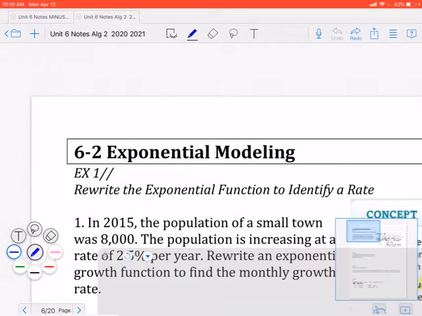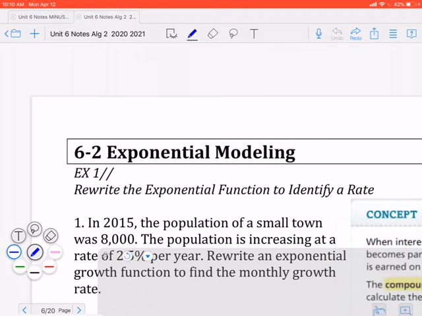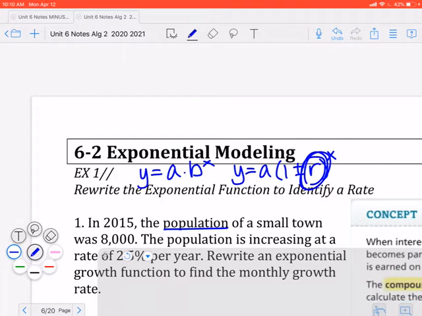So we had our general equation for an exponential function, y equals a times b to the power of x. But then for the population type problems, we replace the b with either 1 plus r or 1 minus r. So that could show a growth rate, r being the growth rate or the decay rate.